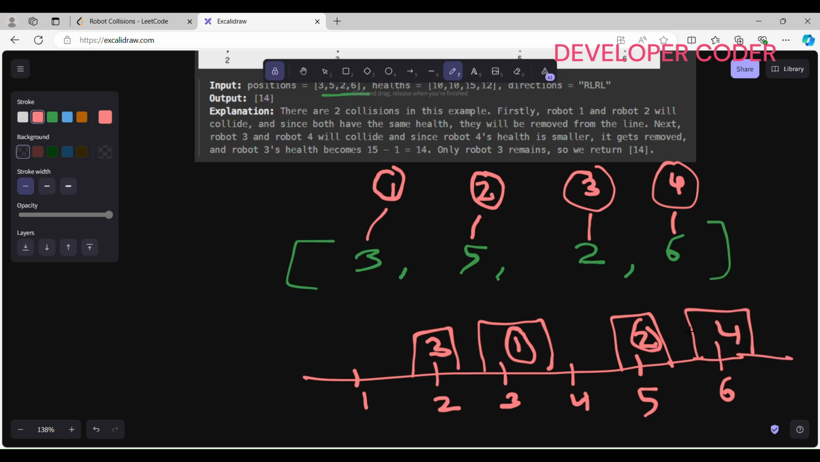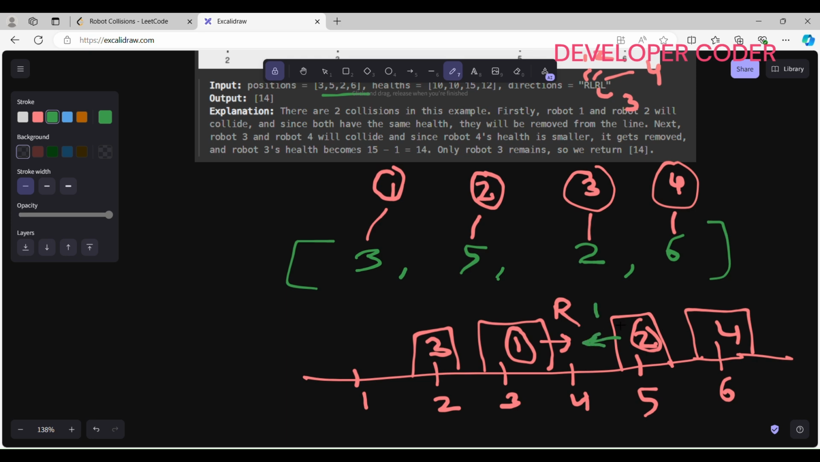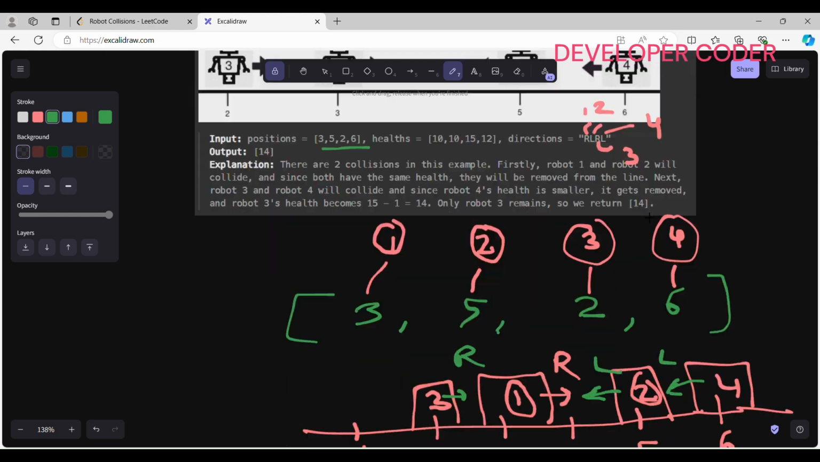This is done. After that, the directions are given to us: R is the direction for robot 1, L is the direction for robot 2, R is the direction for robot 3, and L is the direction for robot 4. So robot 1's direction is R, robot 2's direction is left, robot 3's direction is R, and robot 4's direction is left. See, this diagram is matching now: 3 1 2 4, and these are the positions, with right, left, right, left.